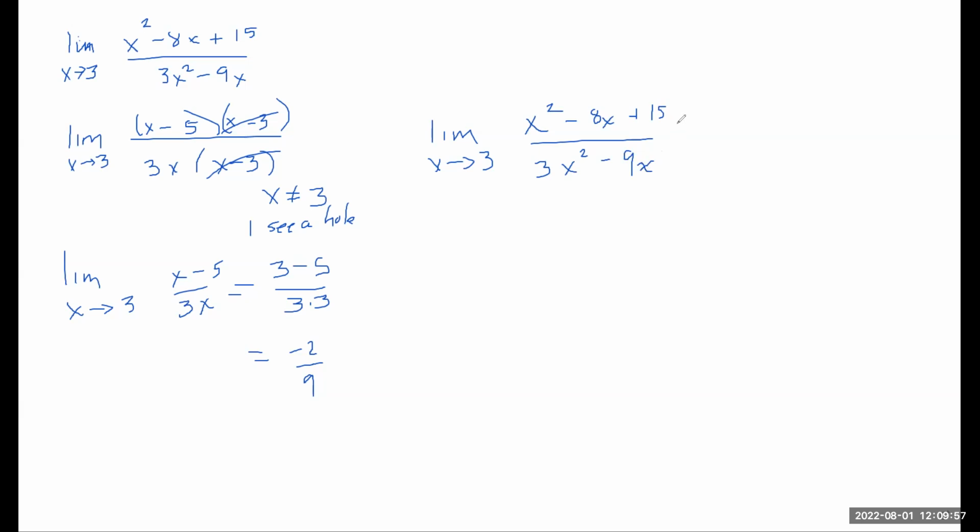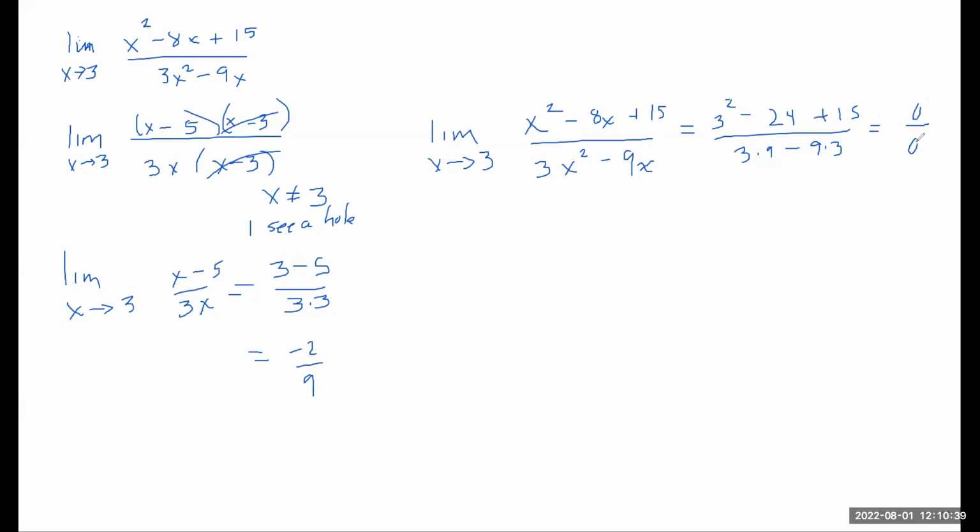If we directly substitute in 3, we get 3 squared minus 8 times 3 plus 15. And in the denominator, we get 3 times 3 squared minus 9 times 3. So we have 9 minus 24, which is -15, plus 15. We have 27 minus 27.